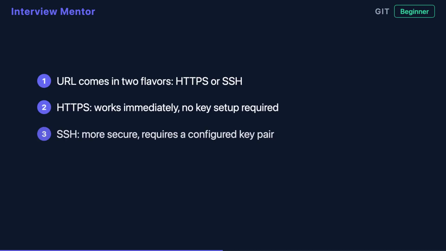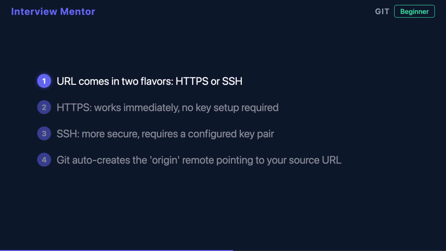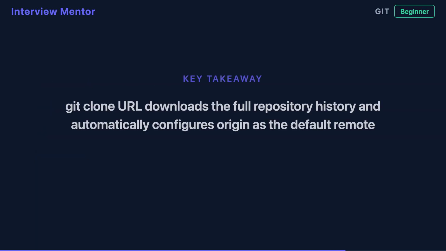When cloning, you need the repository URL. GitHub and GitLab offer two protocols, HTTPS and SSH. HTTPS is easiest. Just copy and paste the URL with no setup. SSH needs a key pair, but is preferred for regular contributors. Crucially, when you clone, Git automatically creates a remote alias called origin pointing back to the source, which is why git push origin main just works. So, git clone URL fetches the full project history and wires up origin automatically.